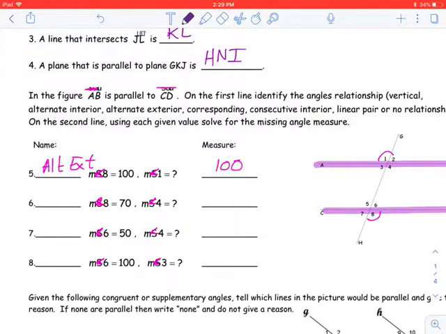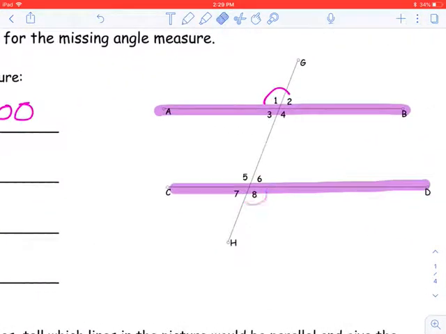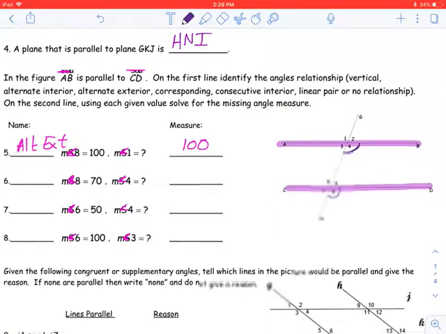So that means angle 1 is also 100 since they're congruent. Okay, next one, number 6, 8 and 4. That would be 8 here, 4 here. These are the same position, bottom right, bottom right. If they're in the same position, that means corresponding angles, which are also congruent. So angle 8 is 70, angle 4 is 70.